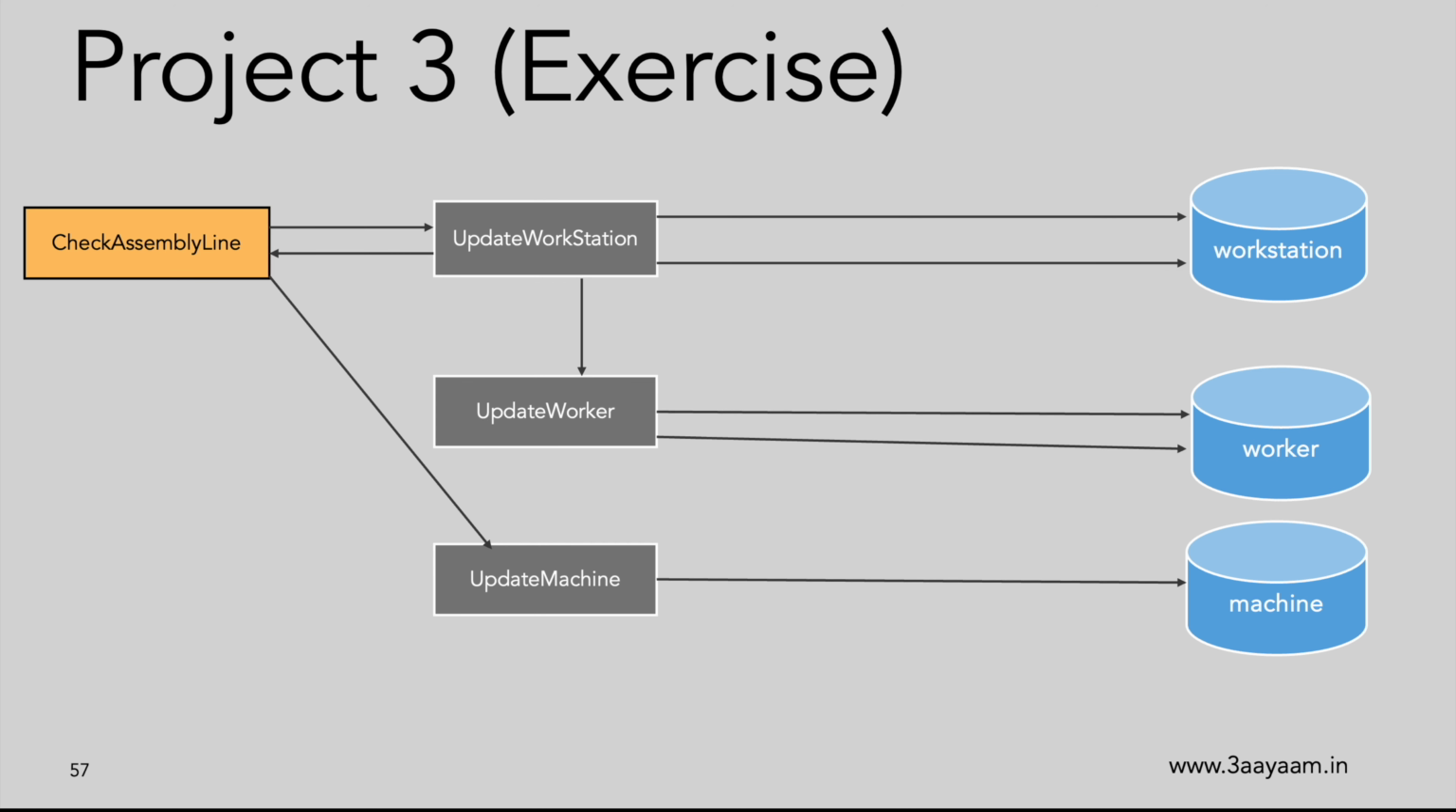In the second part, you'll have to create one more API which will check the progress of the assembly line, and it will use the update workstation, update worker and update machine APIs, which I have already created, to update the workstation, update the worker and update the machine, and eventually update the production log. And updation of the production log should not be done by the check assembly line API or check assembly line code. It should be done by the create production log or update production log API.